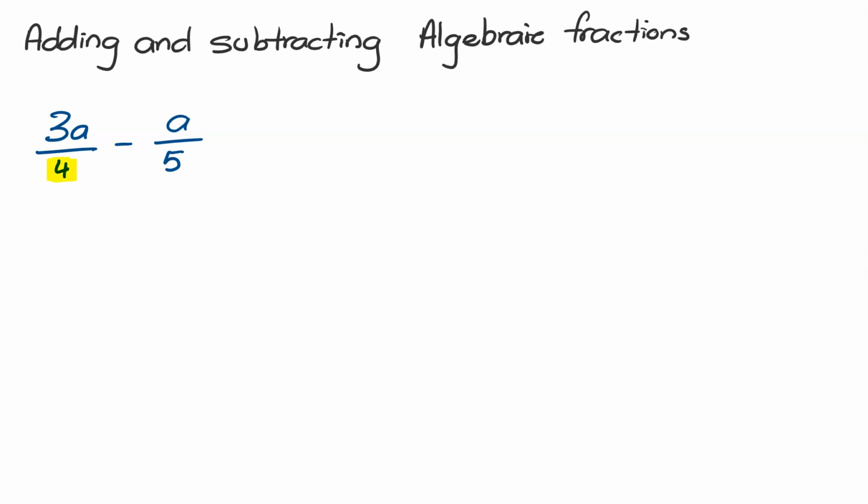So if I want to find a common denominator, I want to make these two look exactly the same. So what I could do is I look at it and go, well, I couldn't simplify any more, but I can go, well, I can just go 4 times 5, and that's 20. Right? So that's the highest common factor. So I can go 3a over 4, and I'm going to multiply that by 5 over 5. All right? Because 5 over 5 is just 1.